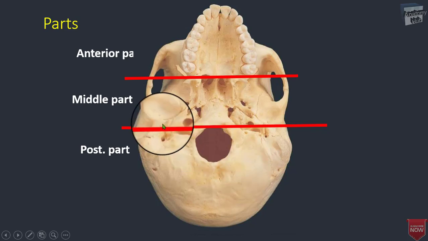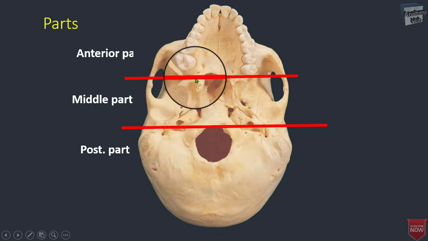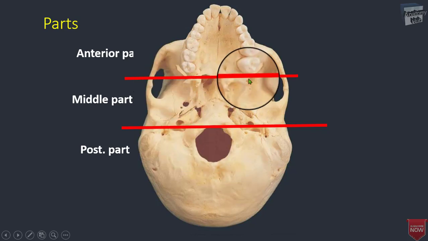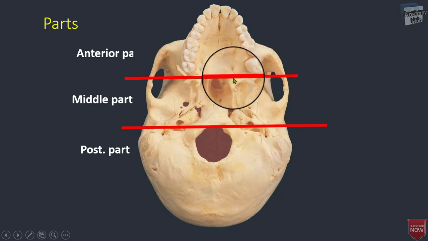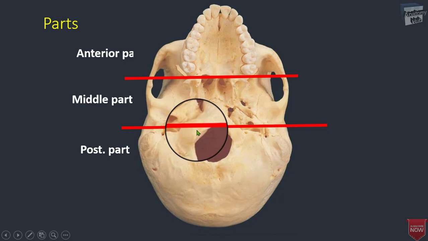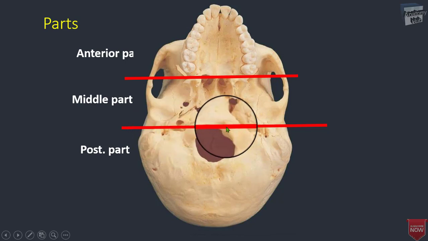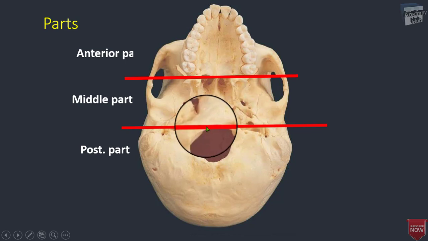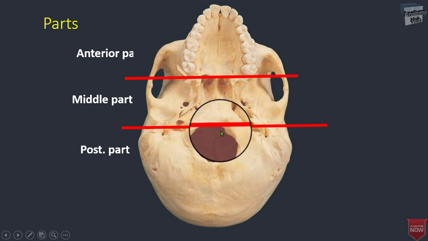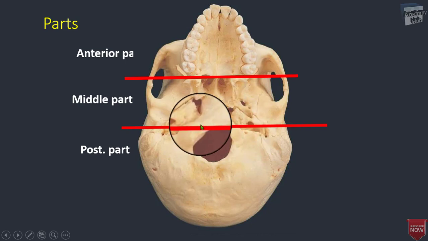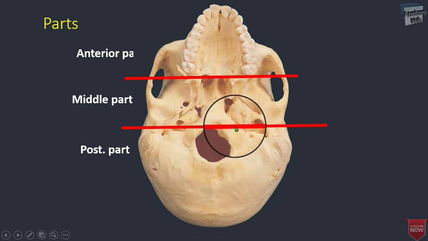Just draw a line in such a way that it crosses the posterior border of the two palatine bones, and another line can be drawn at the anterior border of the foramen magnum, passing through these two condylar processes by the side of the foramen magnum.